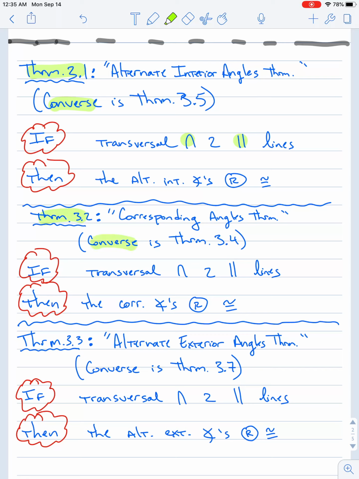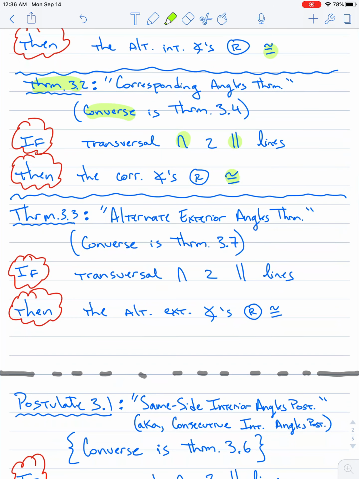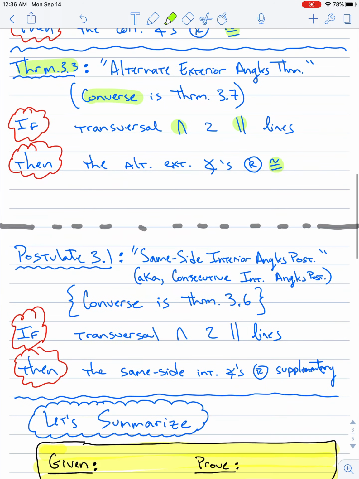Theorem 3.2 and its converse. We're talking about corresponding angles. Same deal. If a transversal intersects 2 parallel lines, then corresponding angles are congruent. That's the key here, they're congruent. Here is theorem 3.3 and its converse. And again, if a transversal line intersects 2 parallel lines, then those alternate exterior angles are congruent. But we knew that already from a previous set of notes.